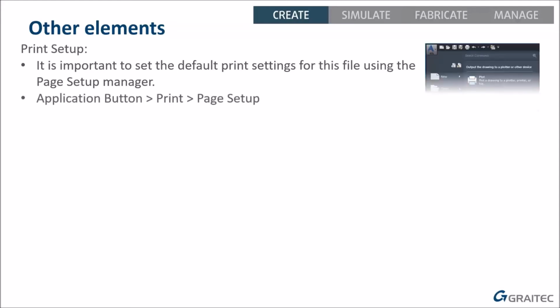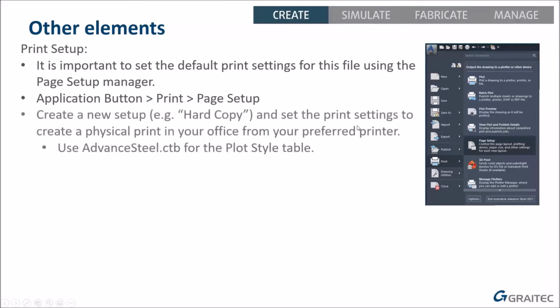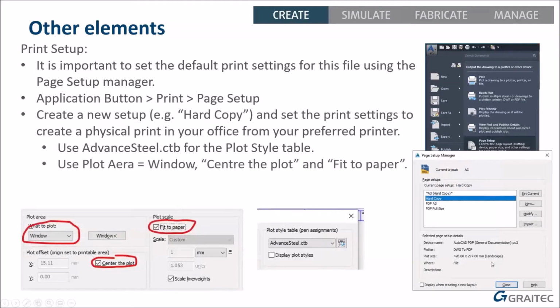And first of all, you go to the Page Setup Manager, which you can find by going to the Application button, that's the big A at the top left, then Print, click on the arrow, and then Page Setup. That will bring up this Page Setup Manager, and you create a new style or page setup, which brings up the normal plot dialog, and you can set up your preferred settings. So you have to choose whichever physical printer you've got. Obviously, Autodesk or Graitec can't do that for you because everybody's got different.